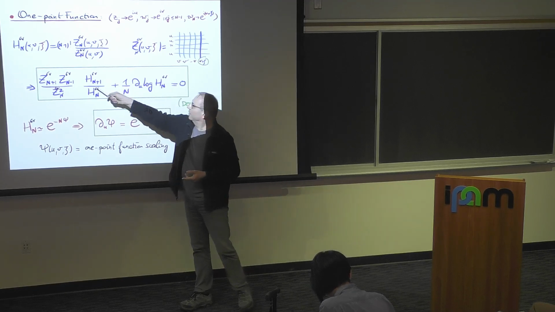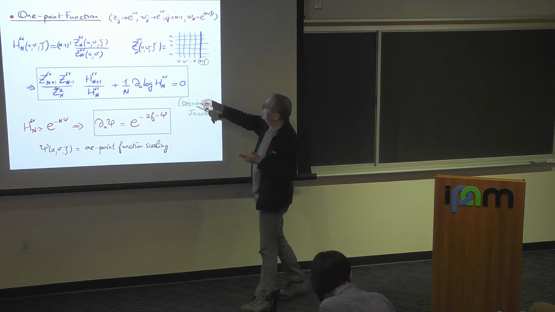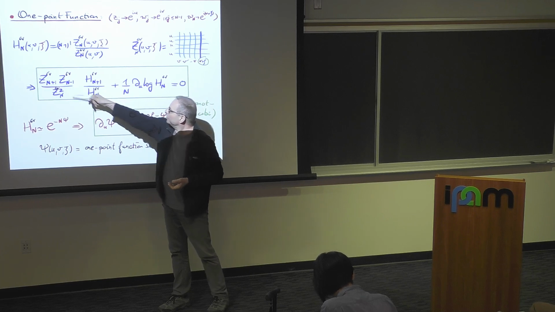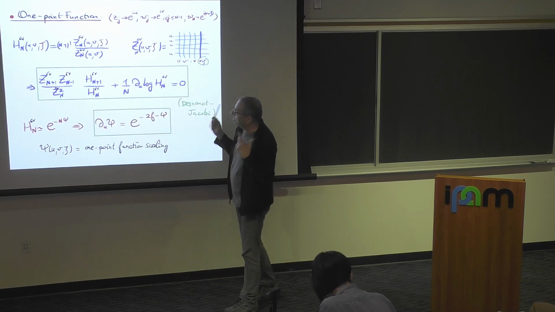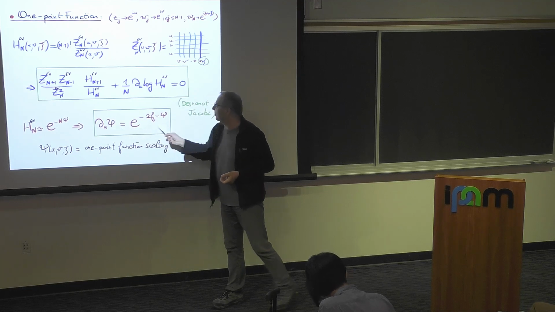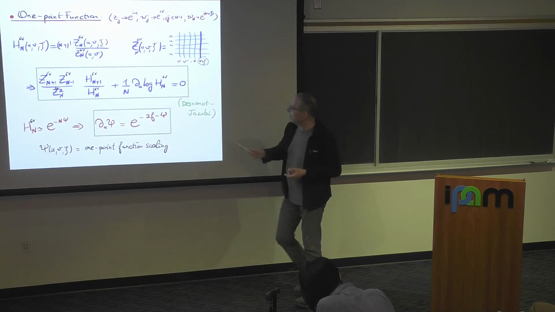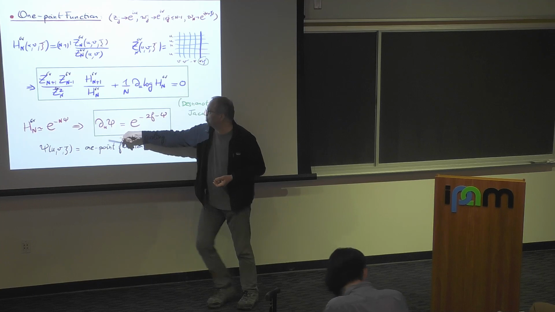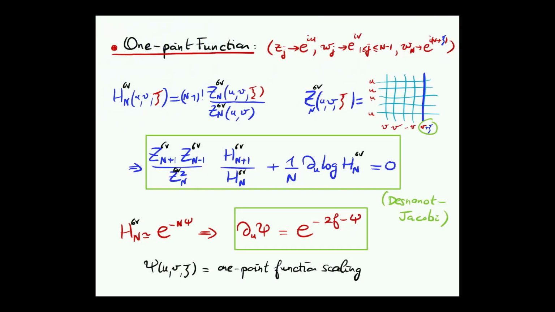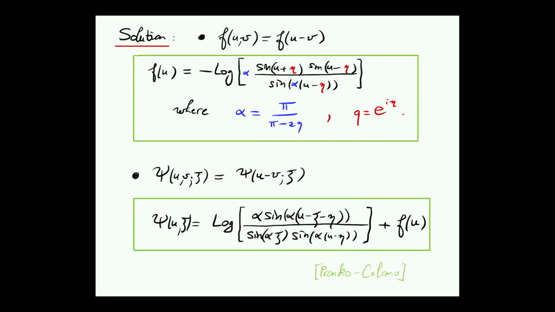So this H. Now De Nano-Jacobi again gives you a relation between this one-point function and the partition function, which you can again compute the scaling limit of, and you find this nice differential equation, which relates the one-point function scaling behavior to the free energy. Okay, so you can solve. And this is the answer, as I think first found by Pronko and Colomo, right? So that's the free energy.